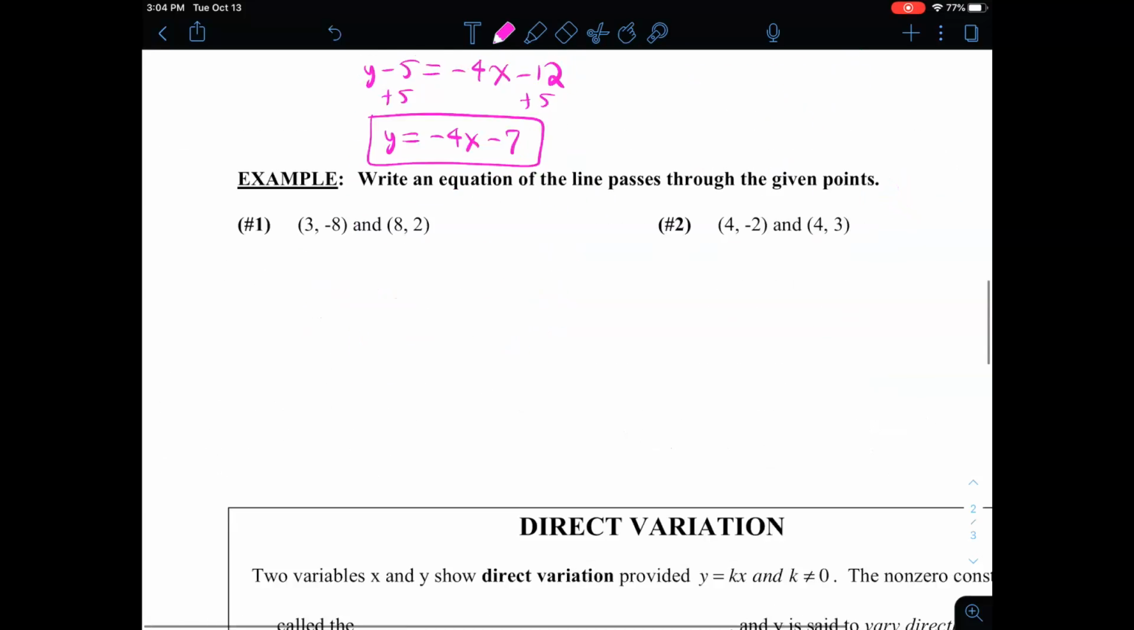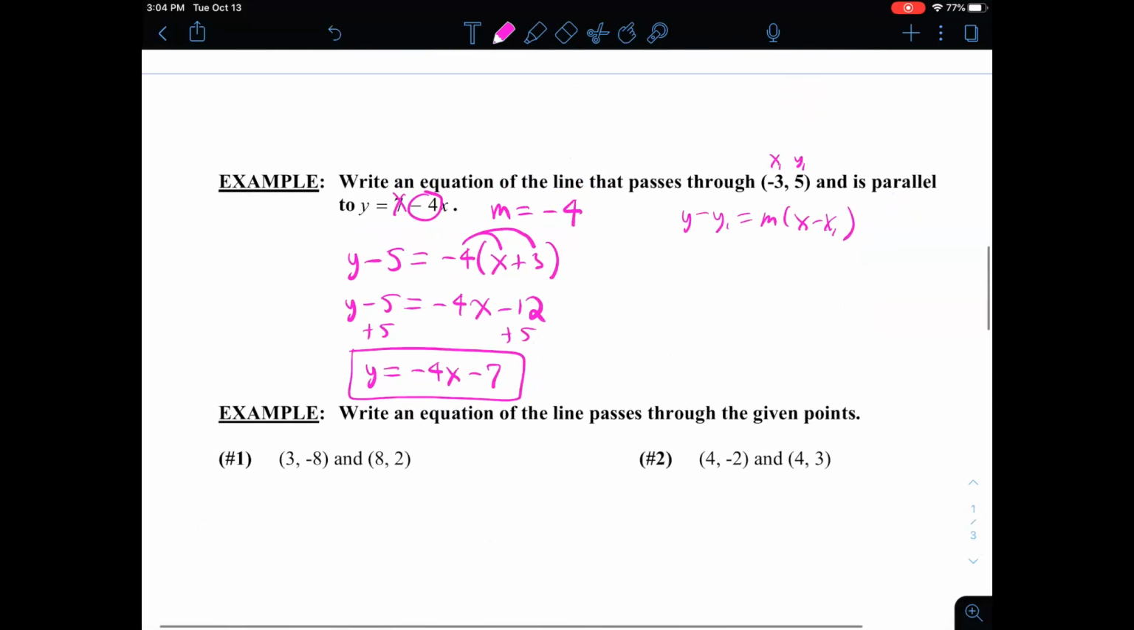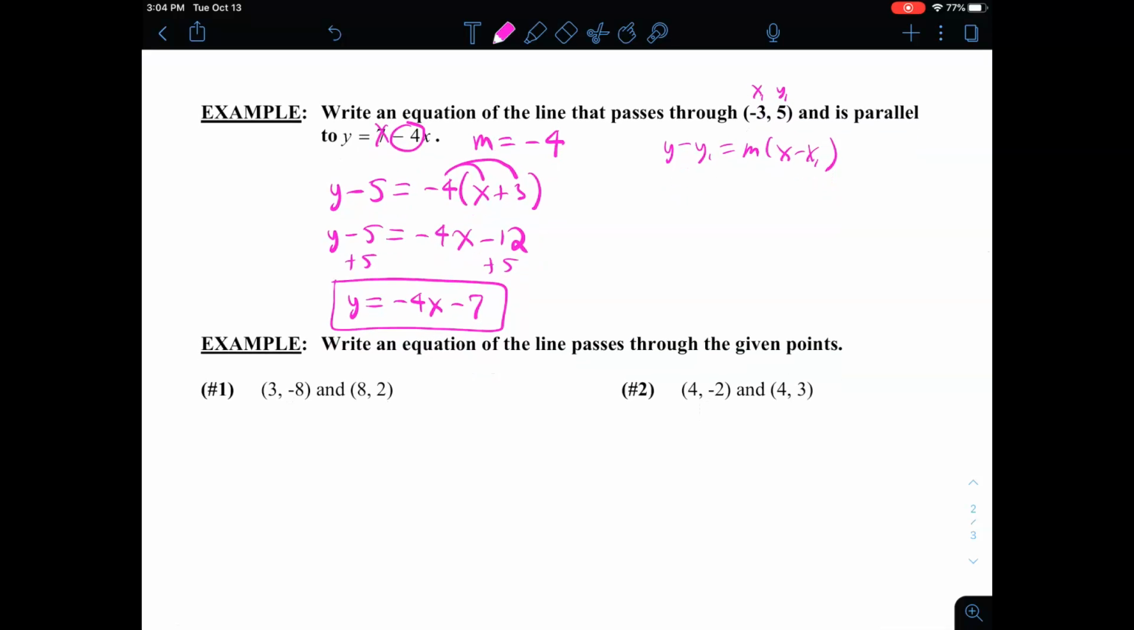So a couple more examples, and we're going to stop. Direct variation is going to be part 2. So we're almost done here. Stay with me here. All right, so before we had slope and y-intercept, we wrote it in slope-intercept form. Then we worked on writing it in point-slope form and converting it to slope-intercept form because we had a point and the slope. This one right here says write an equation of the line passing through the given points. This one, they just gave us 2 points.